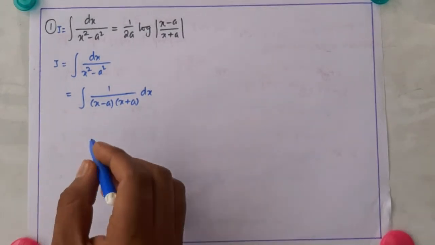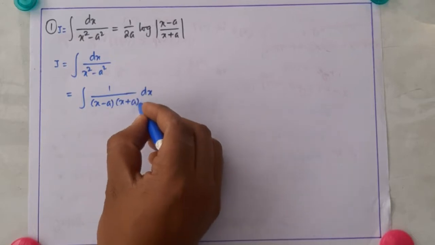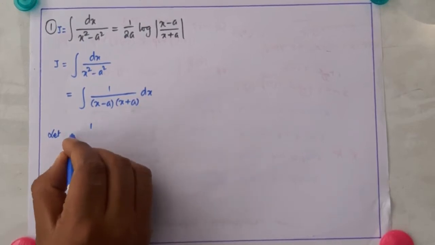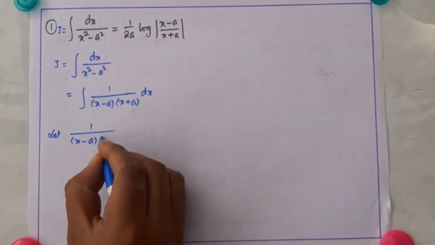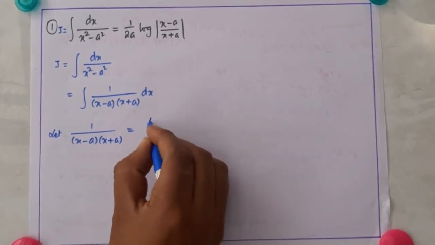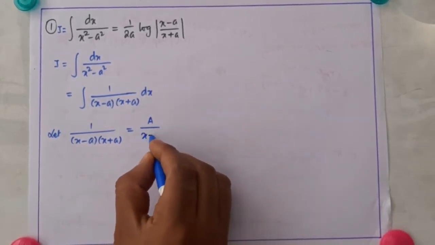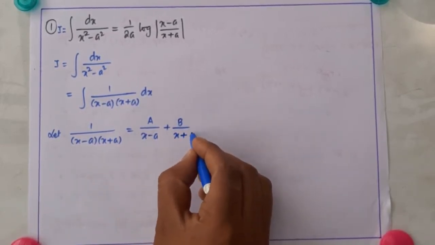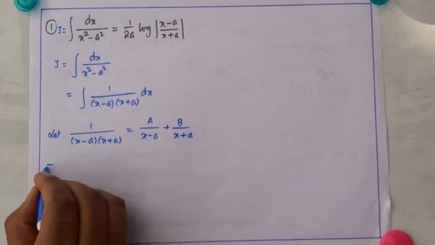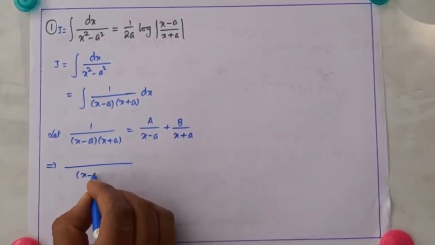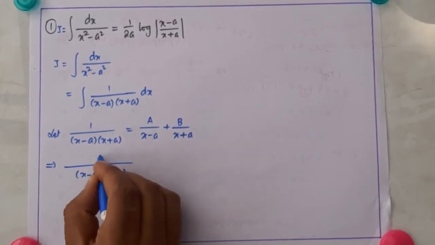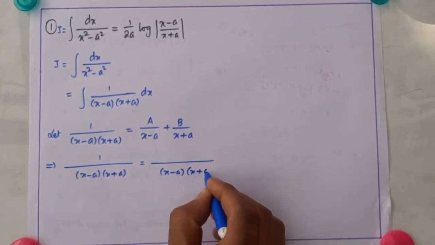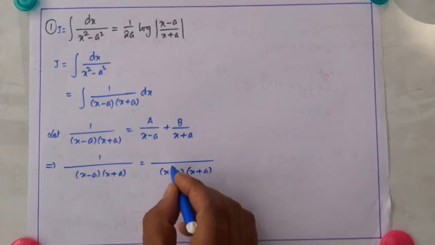Now the rule says, just now you have seen, forget about the integral sign, this fraction 1 by (x minus a) into (x plus a) can be written as one fraction A by (x minus a), plus the other one B by (x plus a). Now what to do here, see carefully. So this is (x minus a) into (x plus a), in the numerator we have got 1, and this can be written as A into (x plus a) plus B into (x minus a), over (x minus a) into (x plus a). So this is the LCM, isn't it?